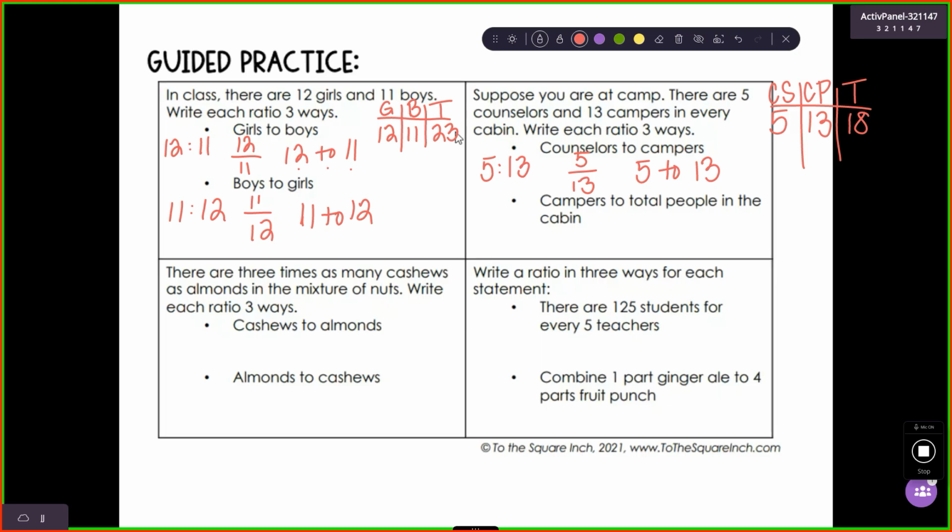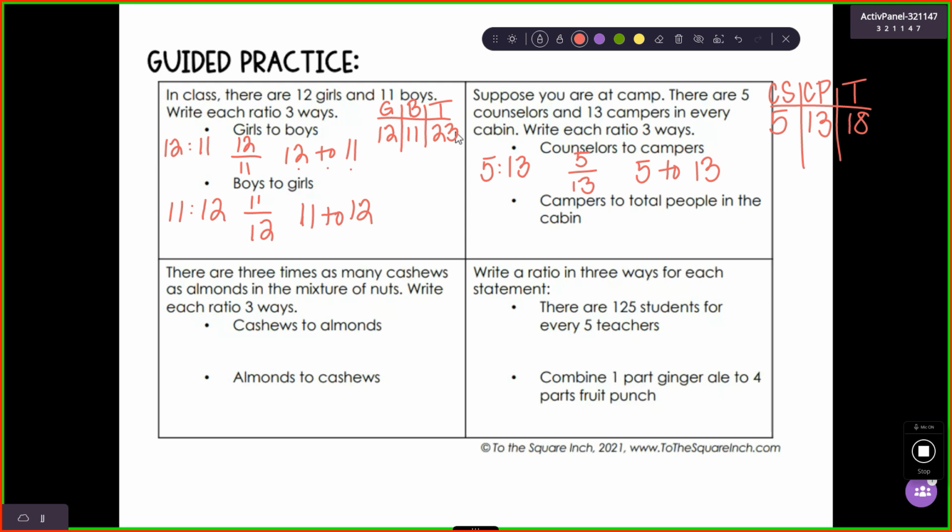Okay? All right, so campers to total. Did it ever tell us our total? No, we just know it because we made a ratio table. It's our very best friend. Say, hey, ratio table. You're my best friend.